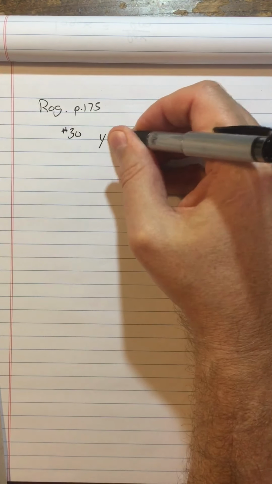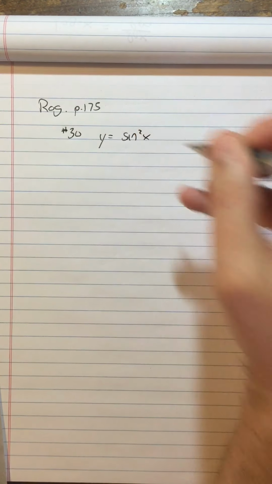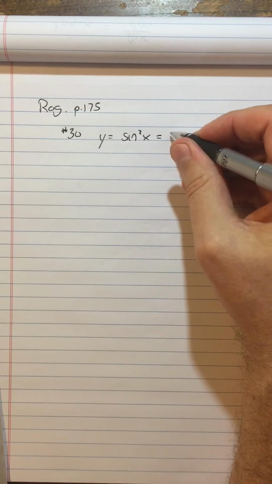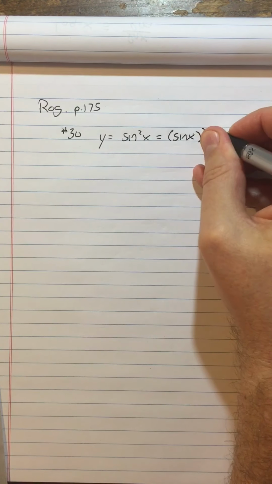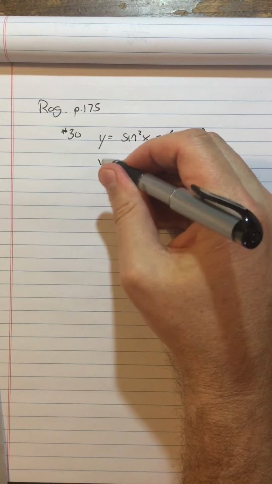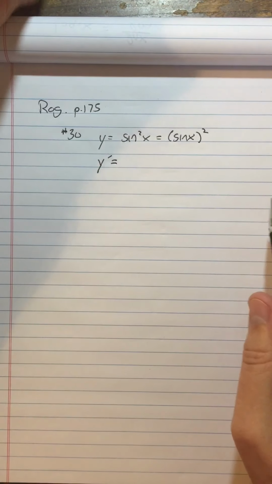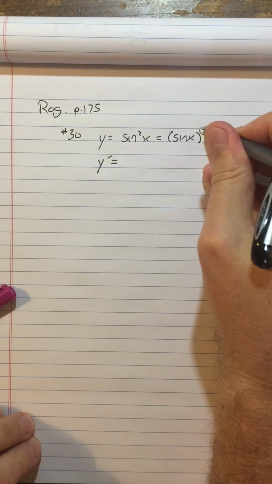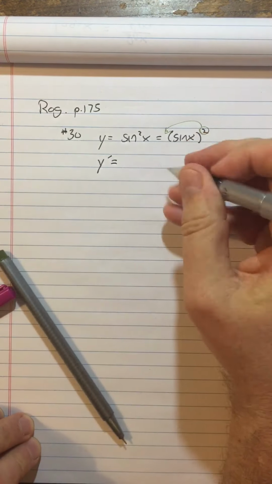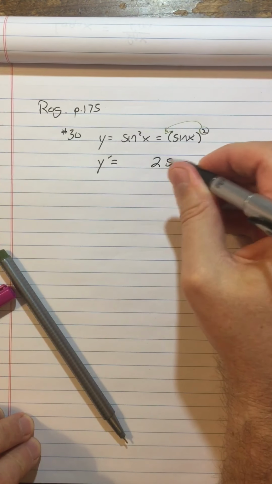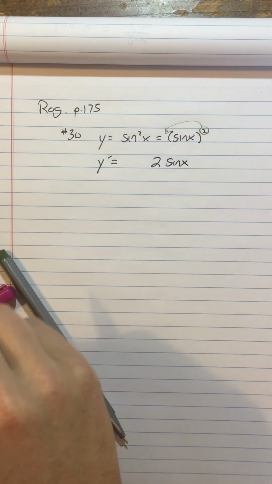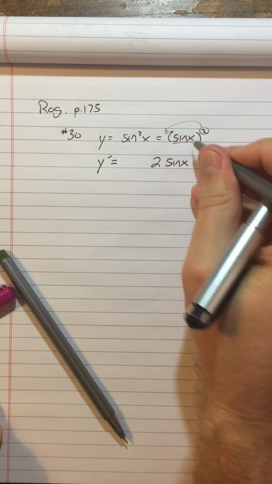Number 30 says y equals sine squared x. The first thing I want to do is remember that that means sine of x, squared. Then I'm going to do y prime. I'm going to carefully distinguish that I have y and then I have y prime. To do my derivative y prime, we're going to take the derivative of the outside function by doing power rule. We're going to keep the inside function the same.